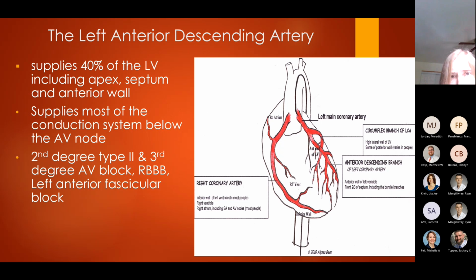The left anterior descending artery supplies 40% of the left ventricle. It also supplies the septum, and most of the conduction system below the AV node. So below the AV node, you would expect to see high degree blocks here.